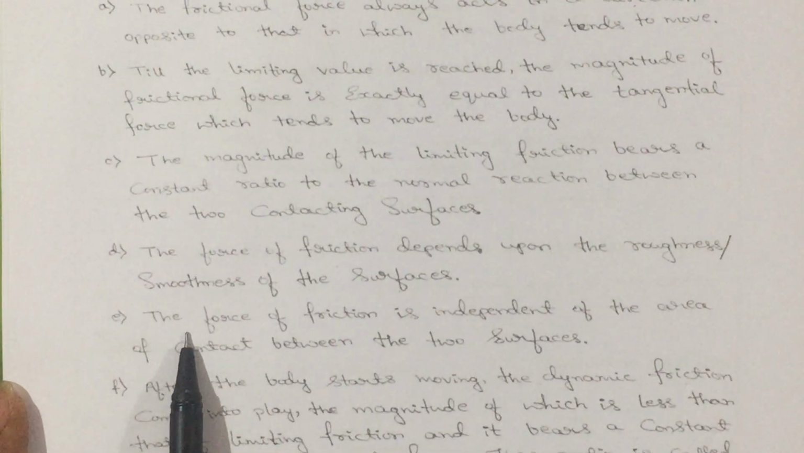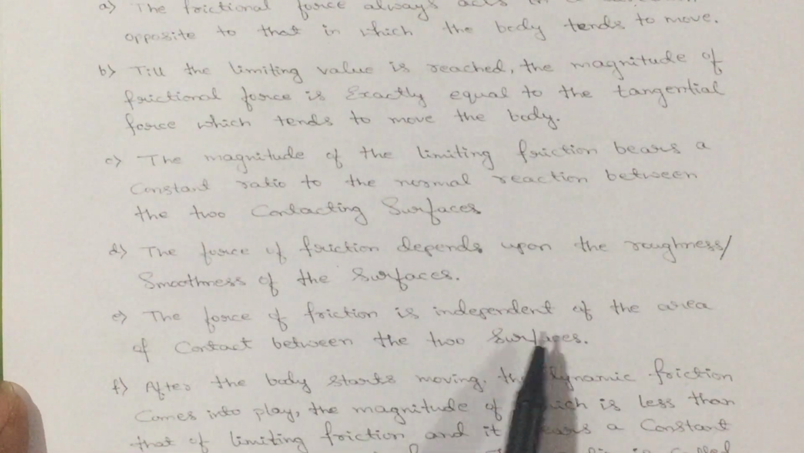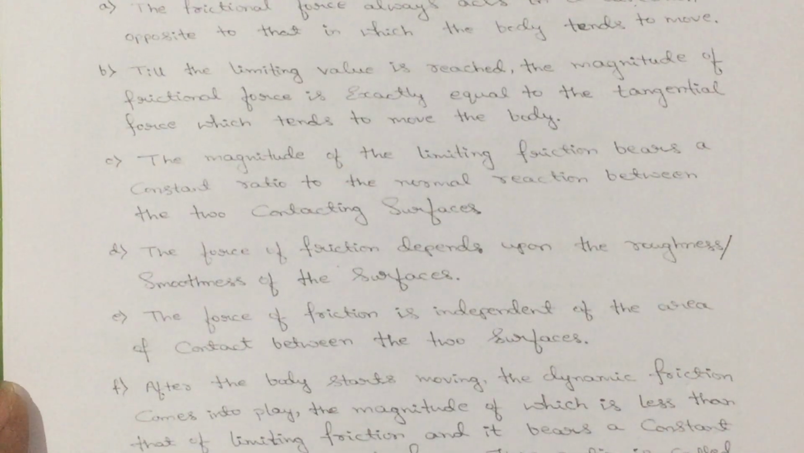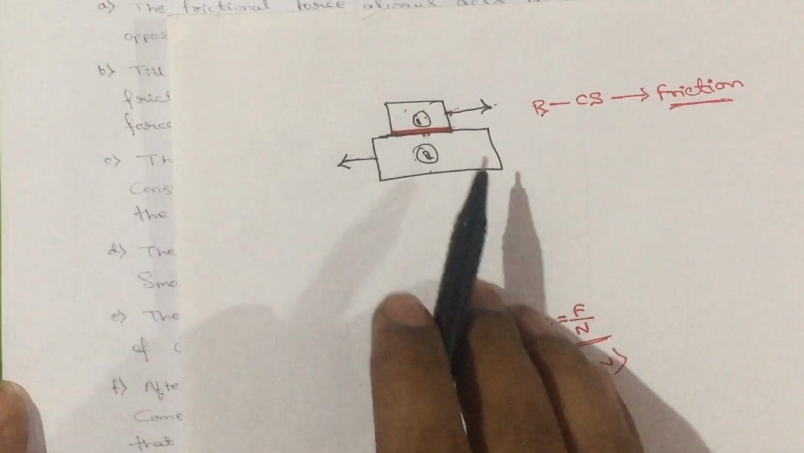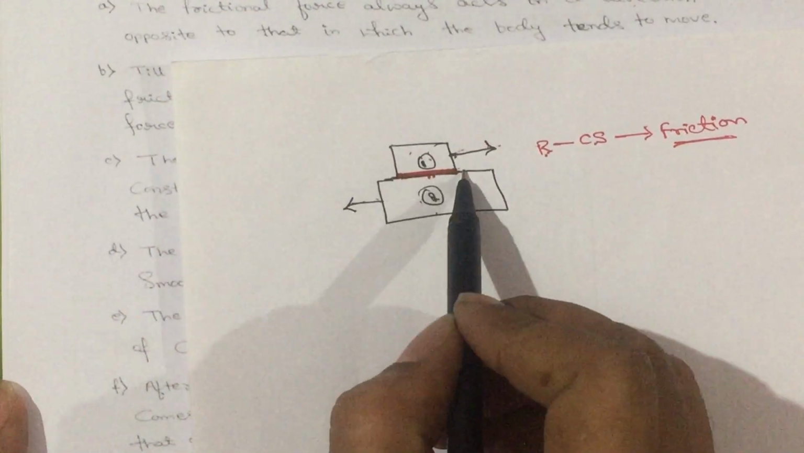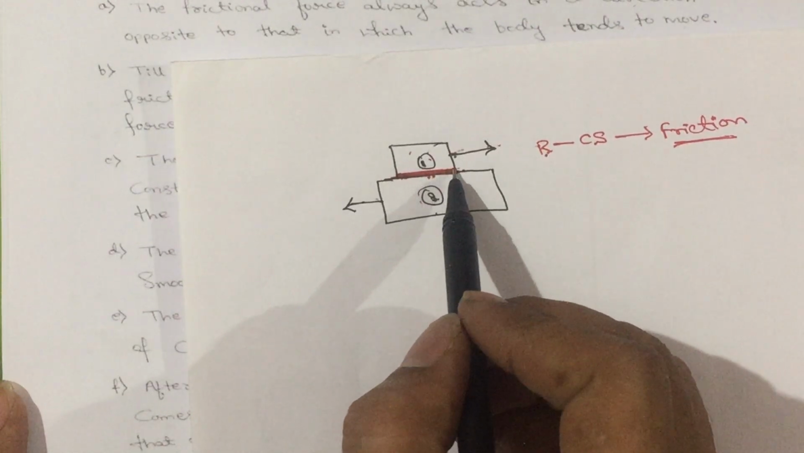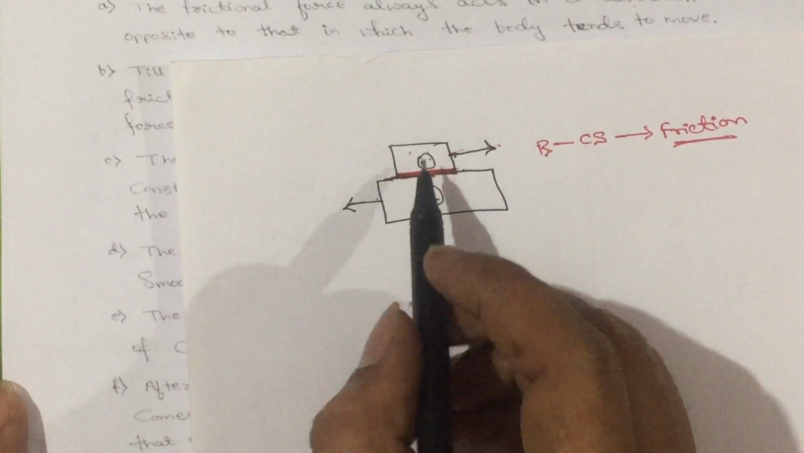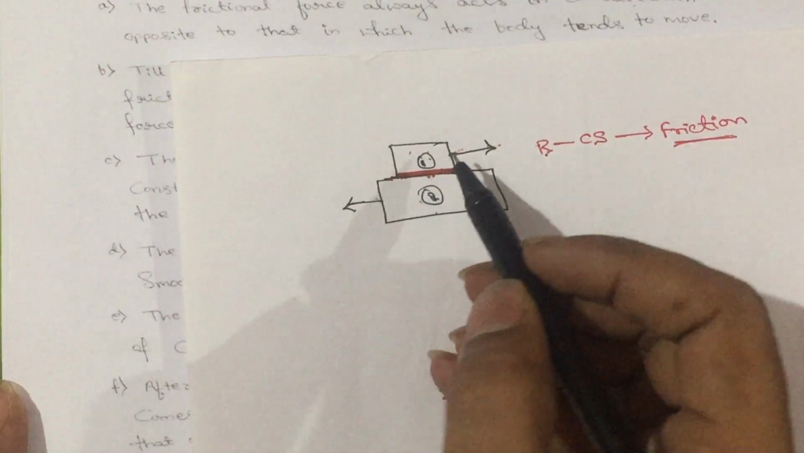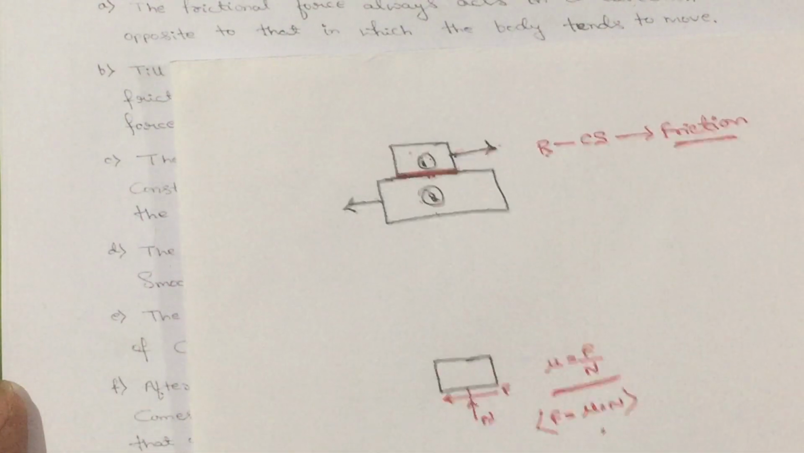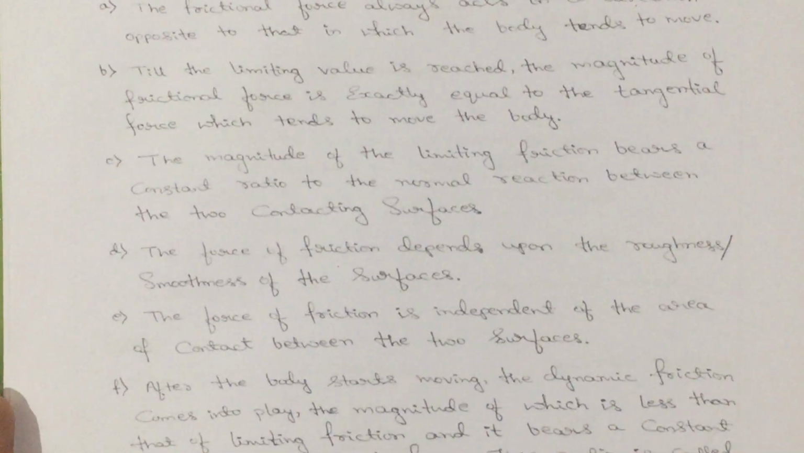Then the force of friction is independent of the area of contact between the two surfaces. Suppose the area is too small, then the friction will be less; if the area is too large, then the friction will be more. Not like that. The friction does not depend upon the contact area. It depends upon the roughness or smoothness of the surface.